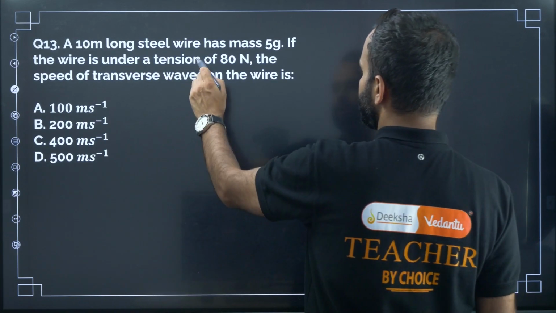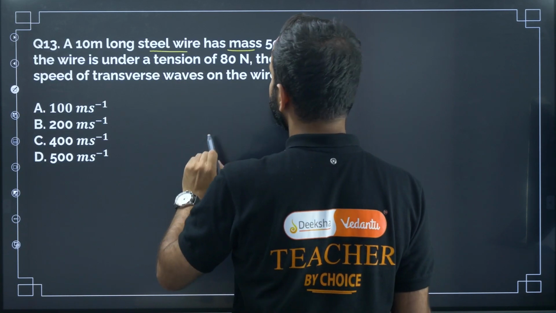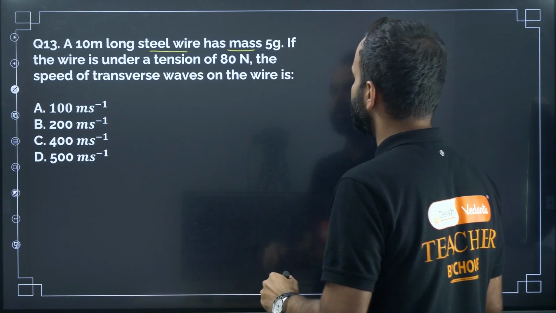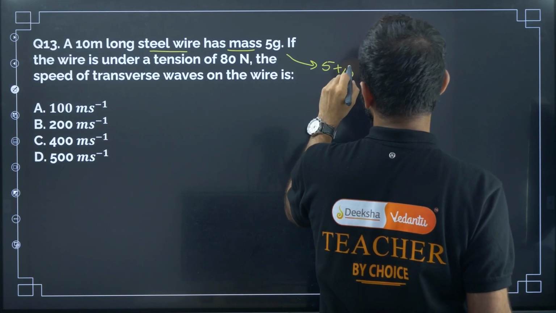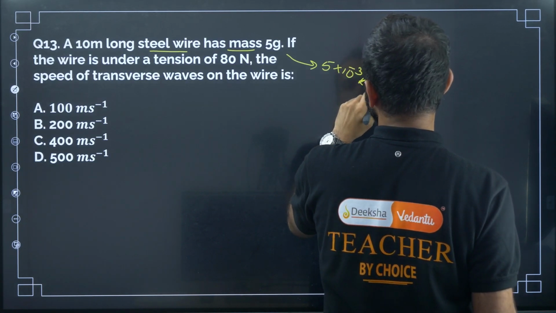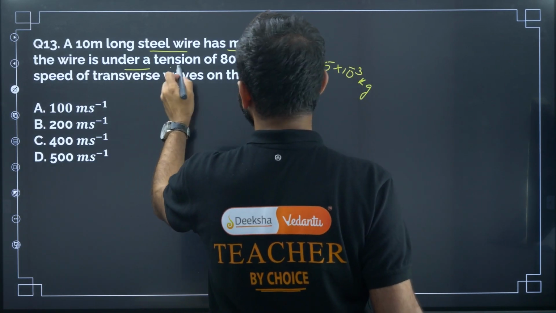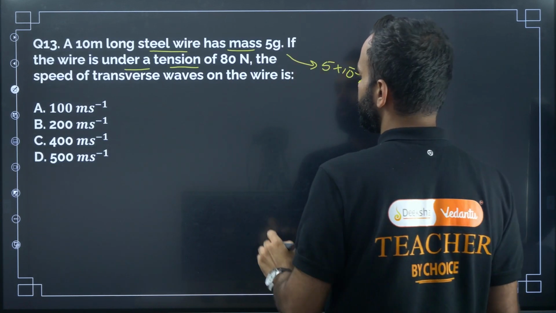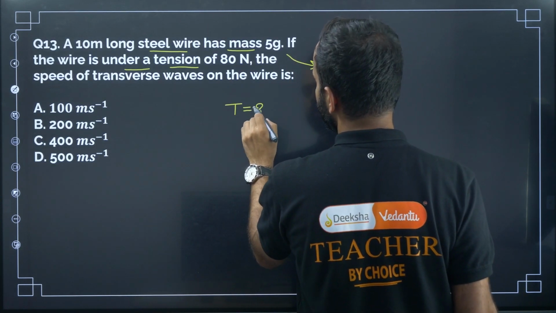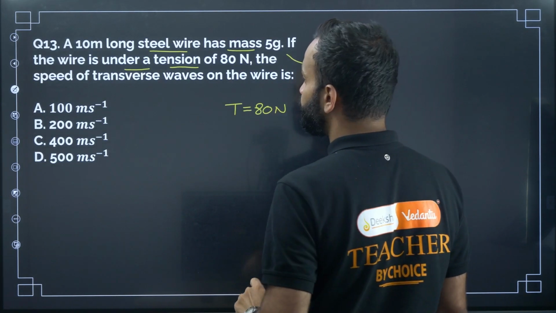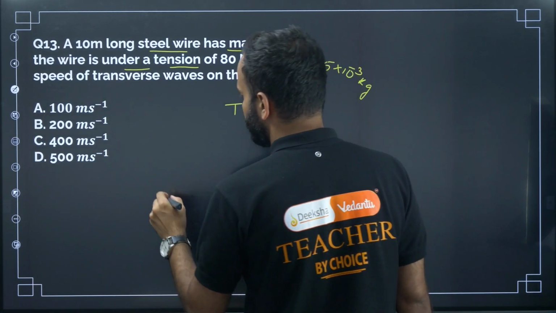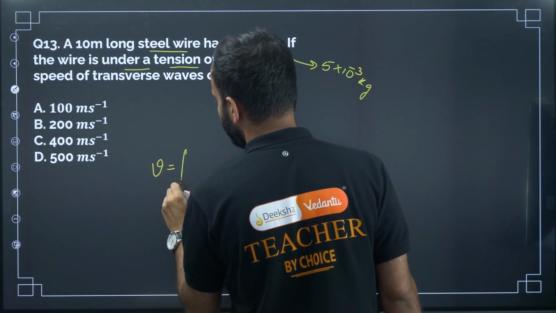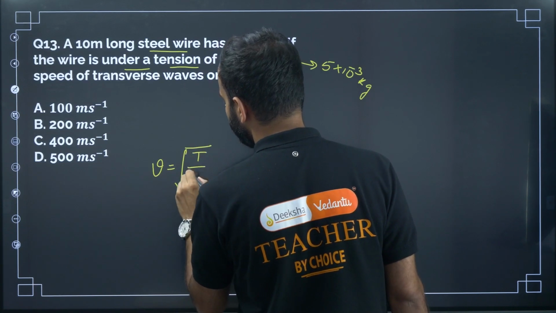A 10-meter long steel wire has mass 5 gram, that is 5 into 10 to the power minus 3 kg. If the wire is under tension of 80 Newton, T equal to 80 Newton, the speed of transverse wave on the wire is, so the speed of the transverse wave, V equal to root of T divided by mu.